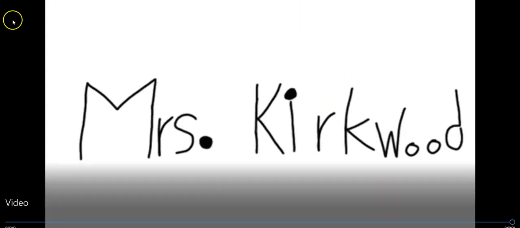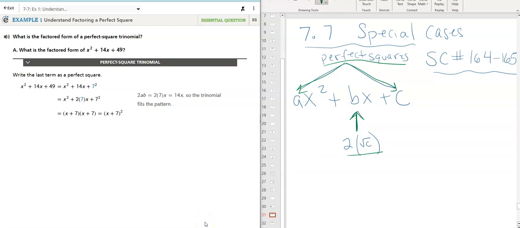Kirk Math. All right, here we are, the last lesson of topic 7. Can you believe it? We finally got there. And this one's all about special cases. We're going to go ahead and see how to factor special case situations of these trinomials to make it easier.